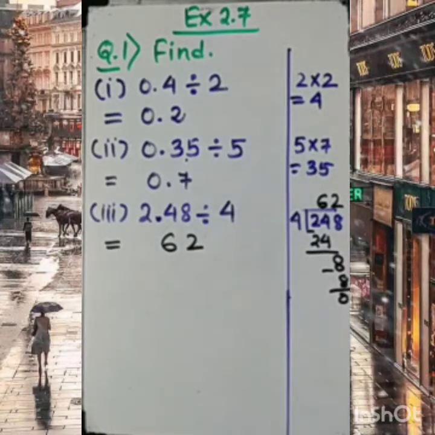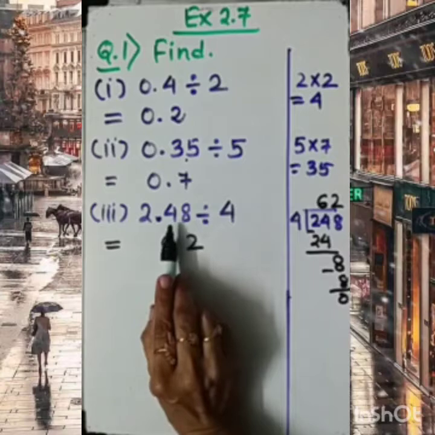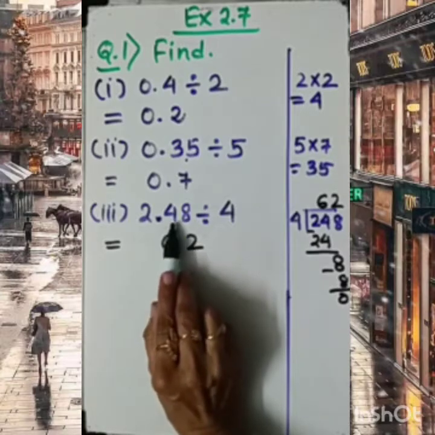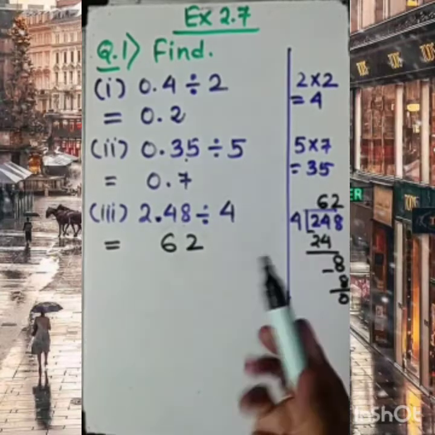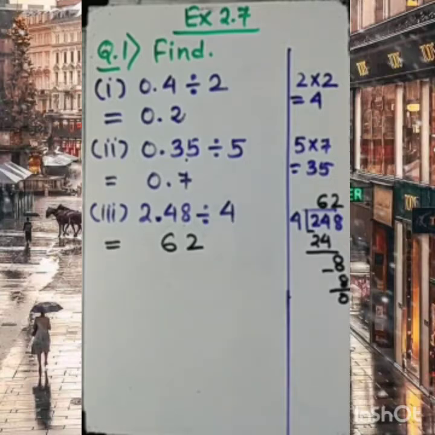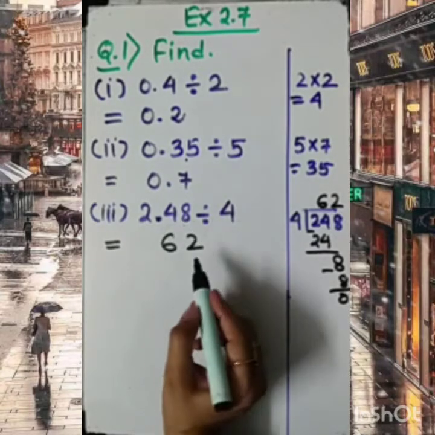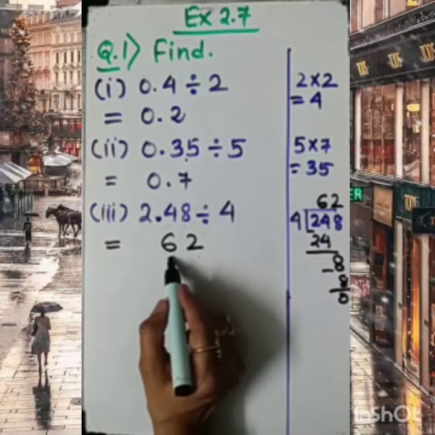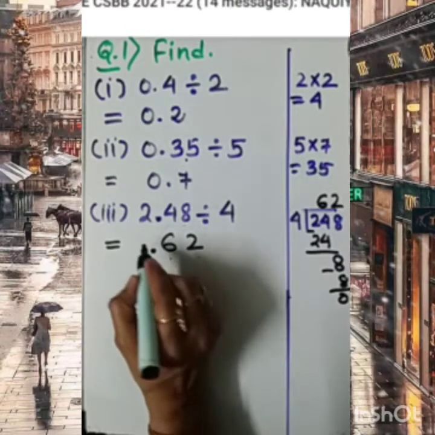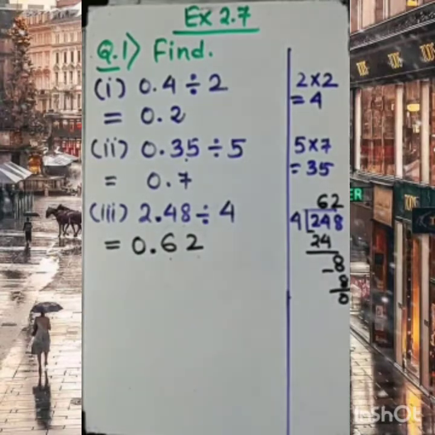Now, dear student, as I taught you in exercise 2.6, whenever there are 2 digits after the decimal, we need to shift 2 digits like that. Now, what to do in that case? Very easy. Here also there are 2 digits, so we need to shift 2 digits from the back side. So here it will be 0.62. The answer is 0.62.